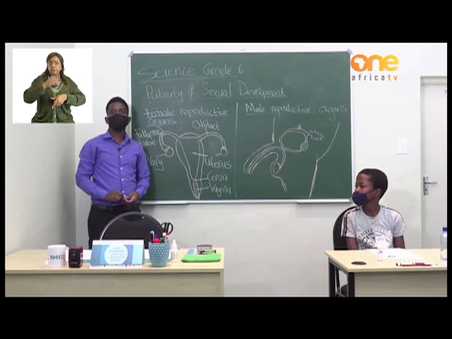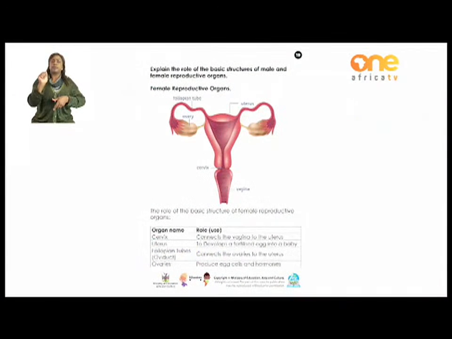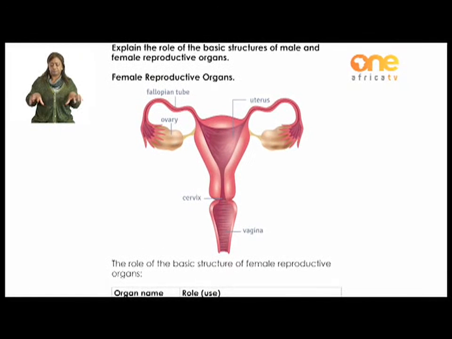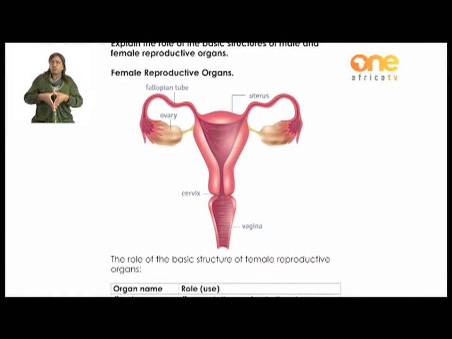Let us turn back to page 19 and look at our clear diagram. Now, on the diagram, you can see the labeled structures of the female reproductive organs. You are expected to be able to identify these structures and label these structures. The role of the basic structures of female reproductive organs. Let us discuss what it is that they do.